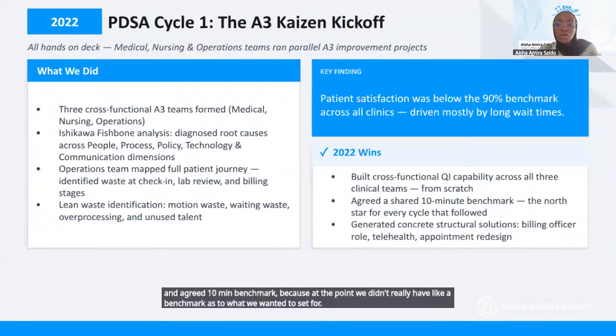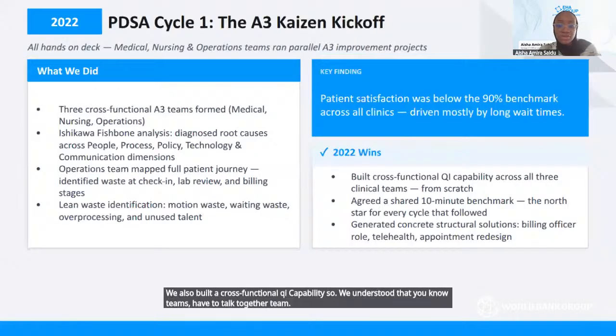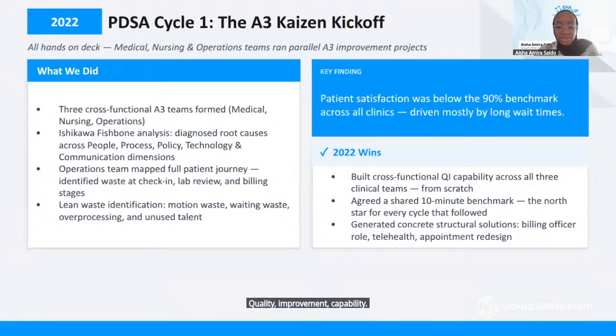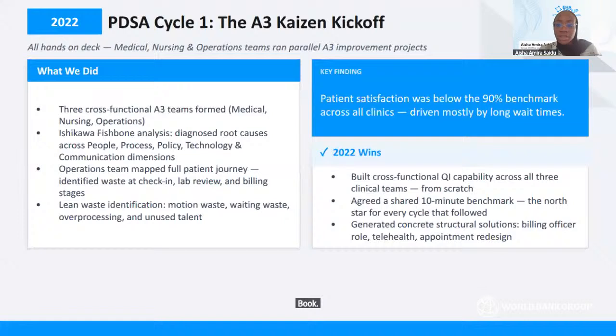Then also, we built a cross-functional QI capability. So we understood that teams have to talk together, teams have to interact. So we sustained that quality improvement capability across the clinical team. And then also we generated the different structural solutions so that people can book appointments to avoid that overcrowding.